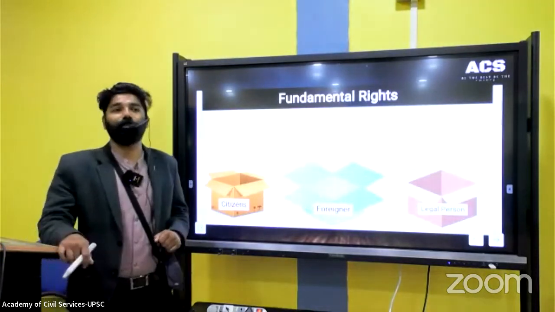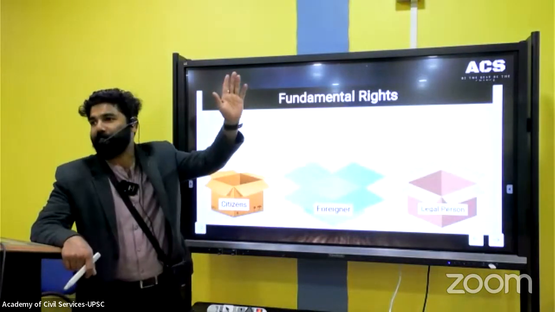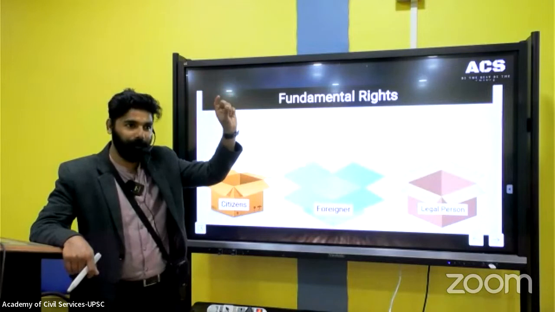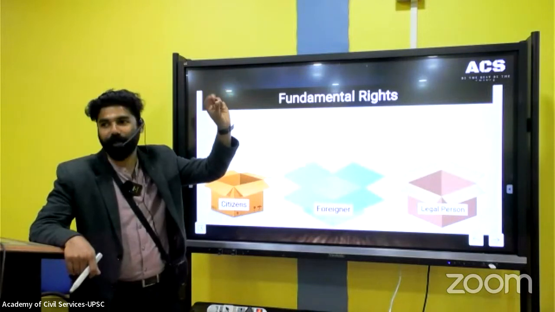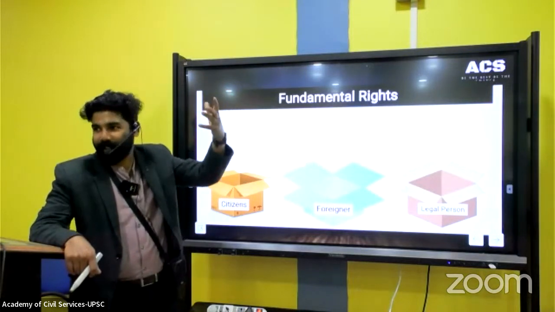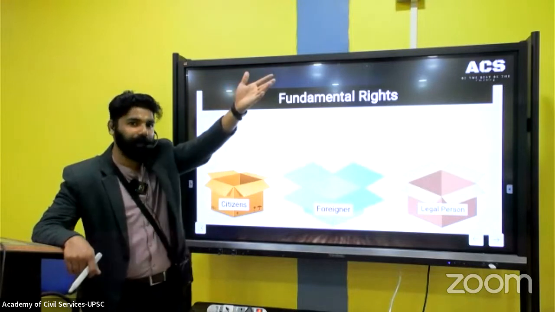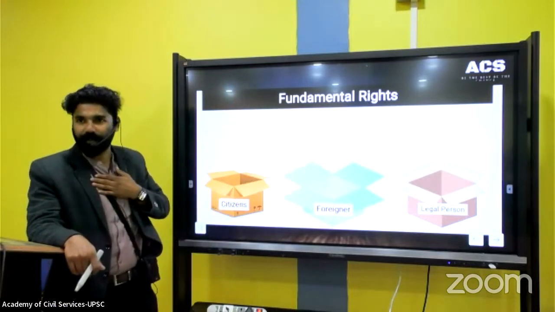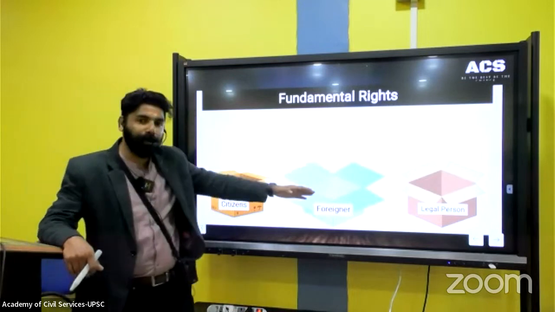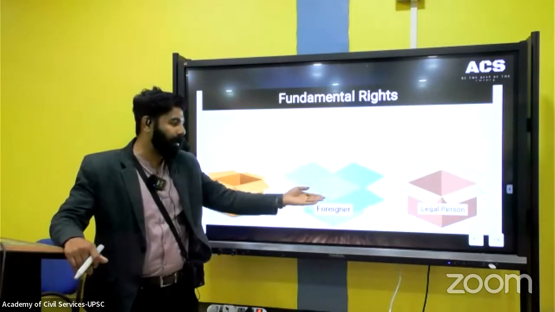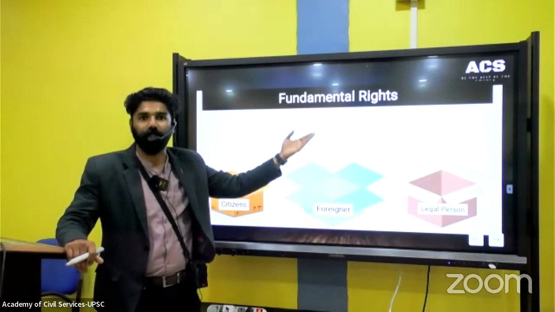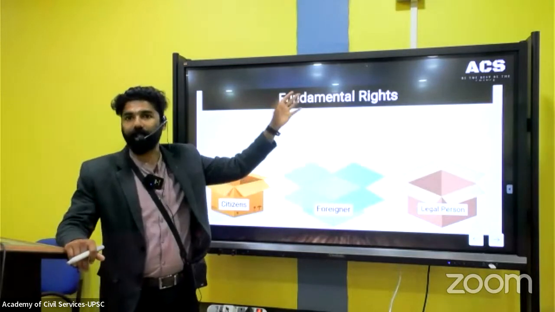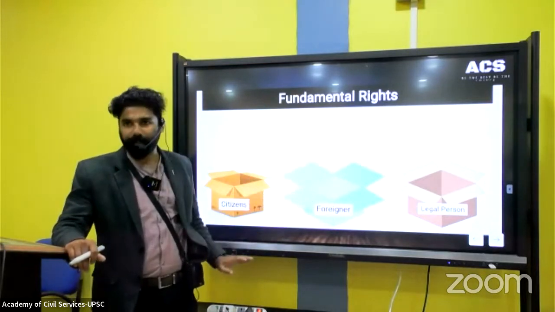When we study fundamental rights in polity, has anybody studied polity before? Yes. You have studied polity. Some fundamental rights will be available to any person. That means when you study fundamental rights, we are the citizens of this country. Some people are not citizens of this country, maybe they are citizens of America, Australia, Nepal, or any other country. They are known as foreigners.